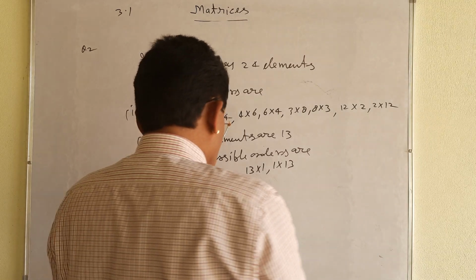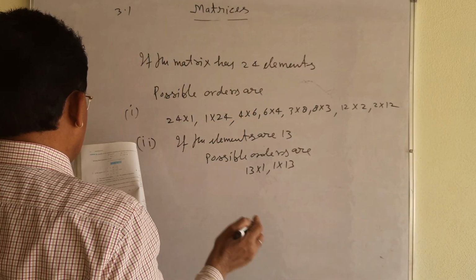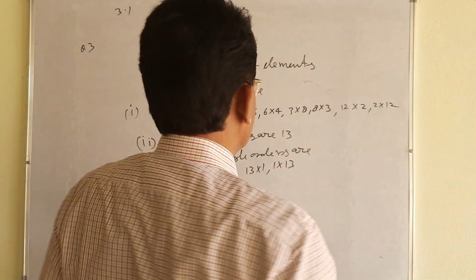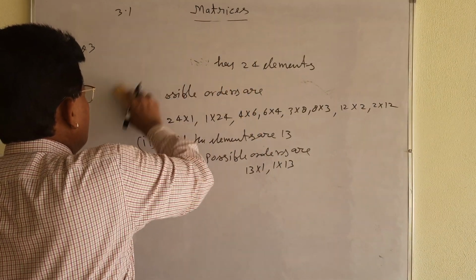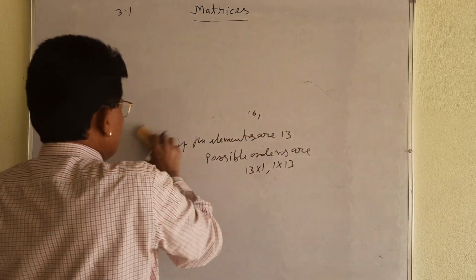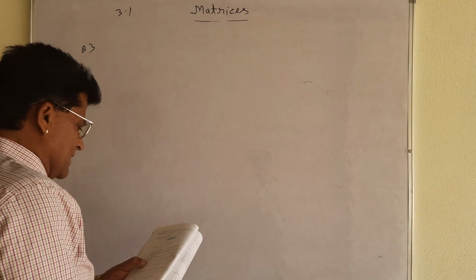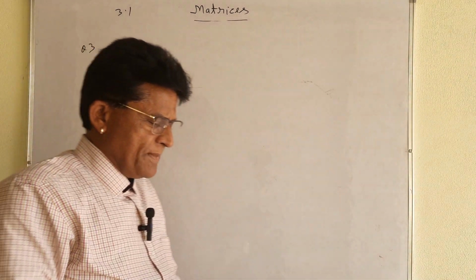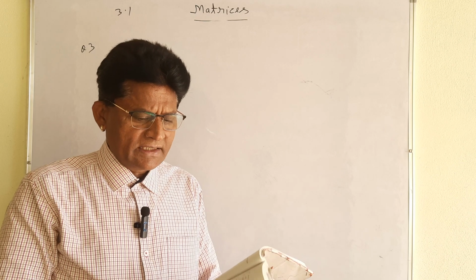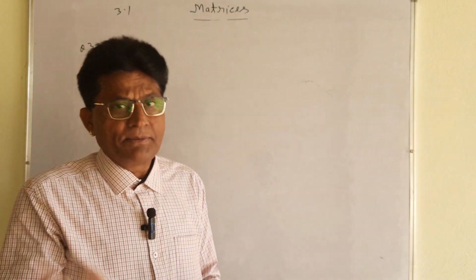Let me take one more question. This is question number 3 in your book. The book should be with you, because without the question it is very difficult to understand the solution, and it is difficult to write it all on the board. If the matrix has 18 elements, what are the possible orders it can have? And when there are 5 elements, what will be the order?